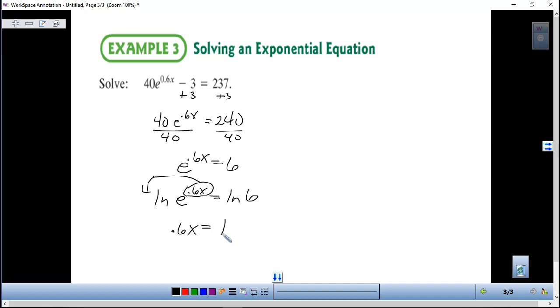And then over here we've got the natural log of 6, and we would divide by 0.6. So x is going to equal the natural log of 6 divided by 0.6. And of course you can plug that in your calculator, and you get 2.986.